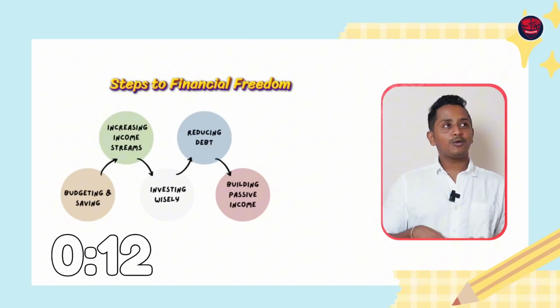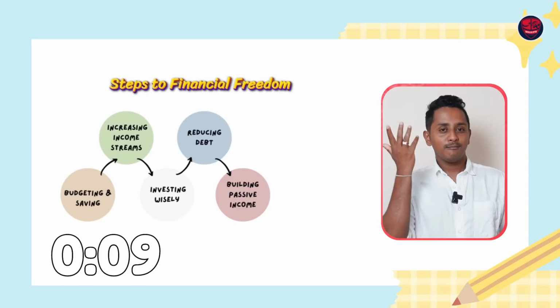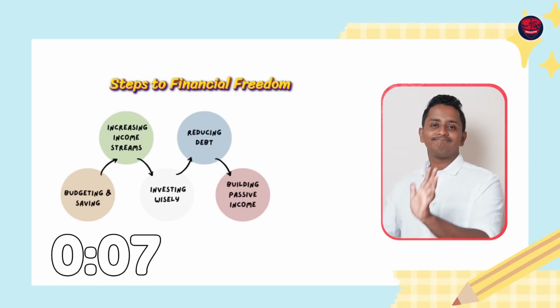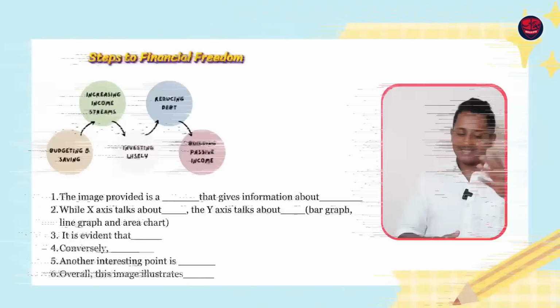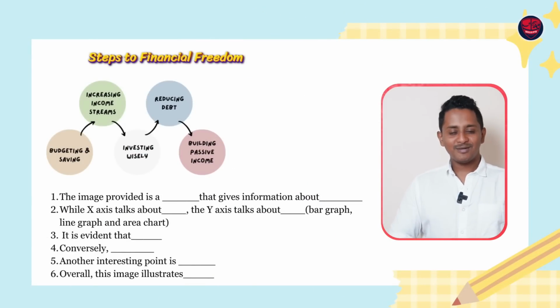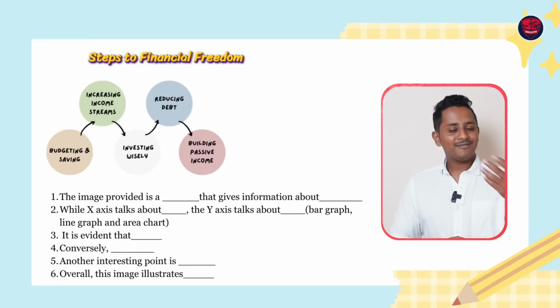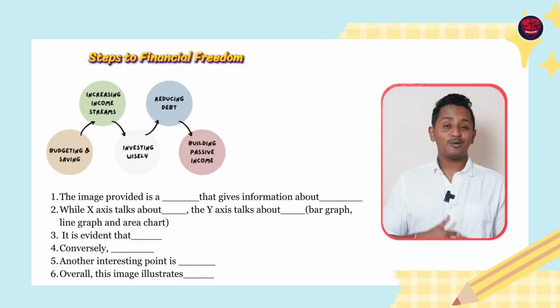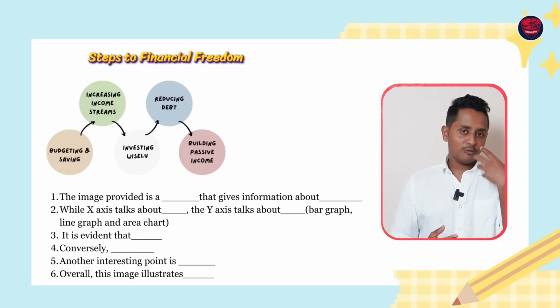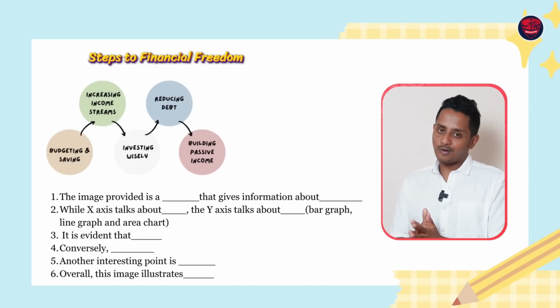You invest in a way that you reduce your debt and build a passive income, probably by investing in stocks and shares or doing a passive job. Speak, man. The image provided is a process that gives information about steps to financial freedom. It is evident that the very first step in financial freedom is budgeting and saving. Looks like if you are not working on your budget and saving, probably you're falling into a trap.